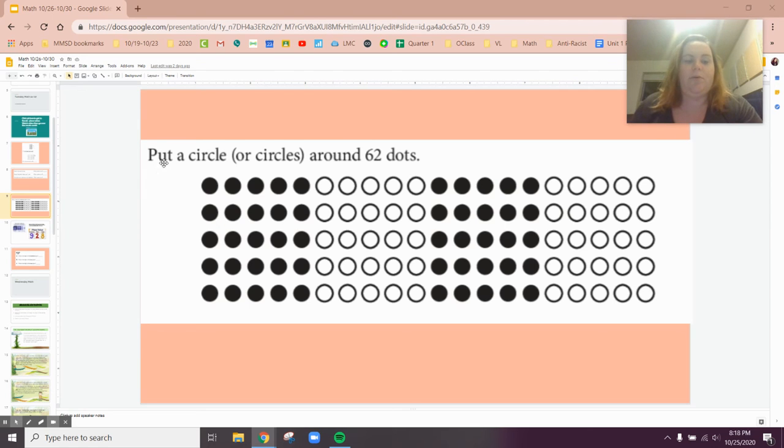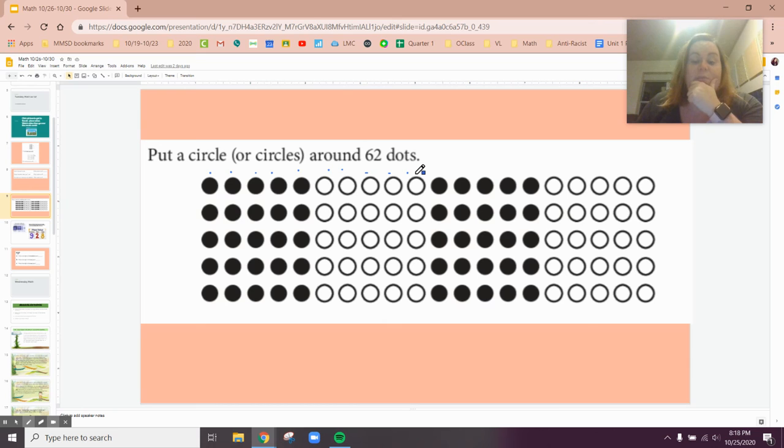All right, so here we are on our next slide. This is asking me to put a circle or circles around 62 dots. Wow, 62 is kind of a big number. Let me see here. I notice there are 1, 2, 3, 4, 5 black and then it goes 5 white. 5 black, 5 white. That's interesting to me.